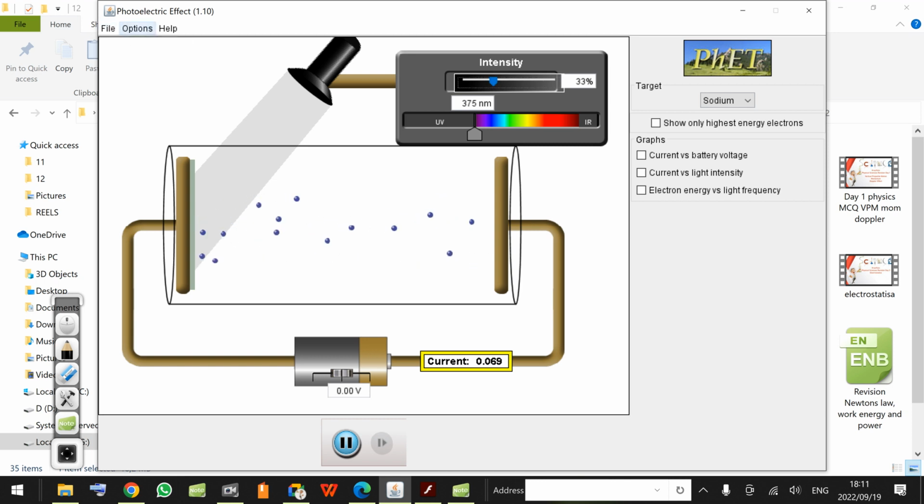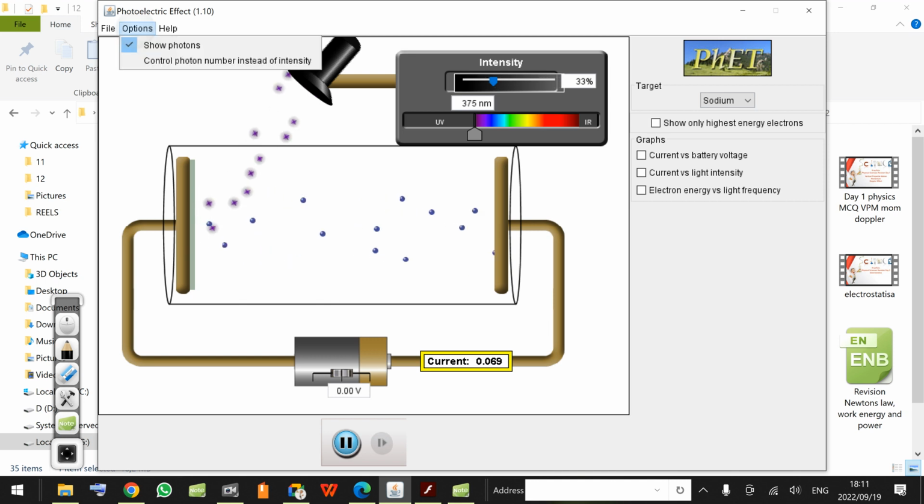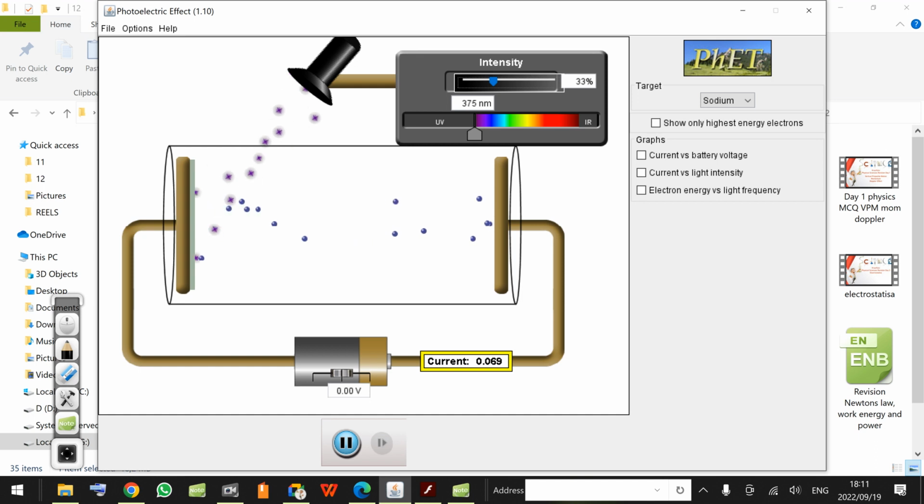What photons is, I'm going to define that now. Show photons. So when we show photons, that's what it looks like. When we shine light, we're shining little particles of energy. Those energies are now transmitted on a metal, and the electrons on the surface of those metals are released. Once they are released, remember, the release is called electricity, the flow of current.